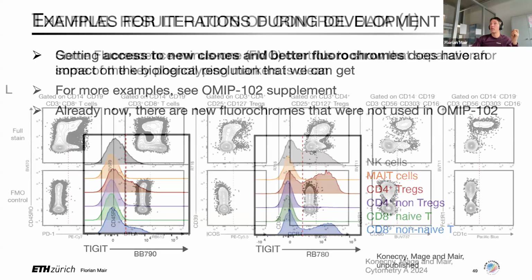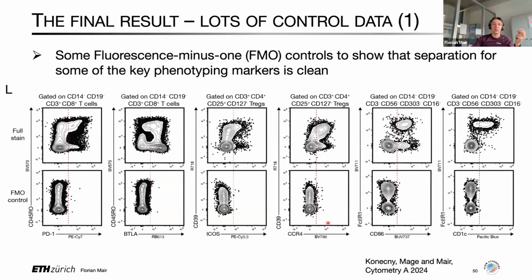I want to wrap up with controls. As you can imagine, lots of control data are really required to ensure that your panel works as nicely as you think it does. And here I'm just showing you 6 fluorescence minus one controls, 2 centered on the T cells over here, 2 centered on the Tregs here in the middle, and 2 centered on the DC population over here. And as you can see, for all of this, we have basically no spread, no problem in the FMO, very nice resolution in the positive, and it's all clean and nice as it should be.